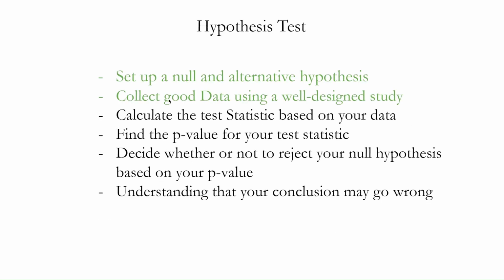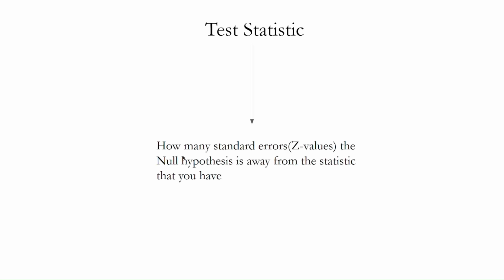Let's talk about calculating the test statistic based on the data that you've collected. So let's say that you've already collected that data, whether it's using a survey or an experiment, and you've already got the statistic that you want. Let's say it's an average. Now we have to find out the test statistic. The test statistic tells us how many standard errors or z-values the null hypothesis is away from the statistic that you have. It sounds a bit complicated, but we've already gone through this once in the channel. It's not that hard. It's a bit different for hypothesis tests.